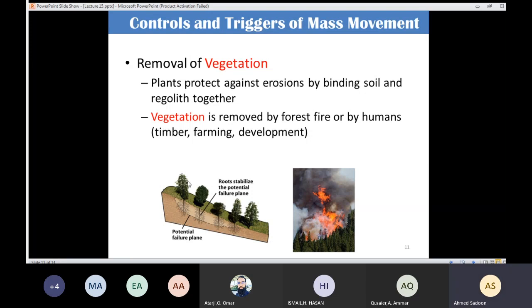The vegetation also can be removed by forest fire. Now we hear a lot about forest fires, for example in Australia, and also in California. And it could also be removed by humans. Humans remove trees or plants in order to get timber, for farming, or for development.